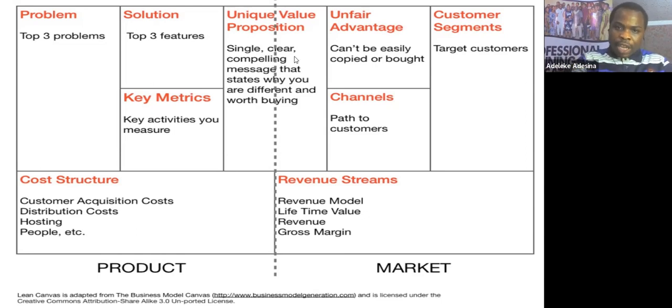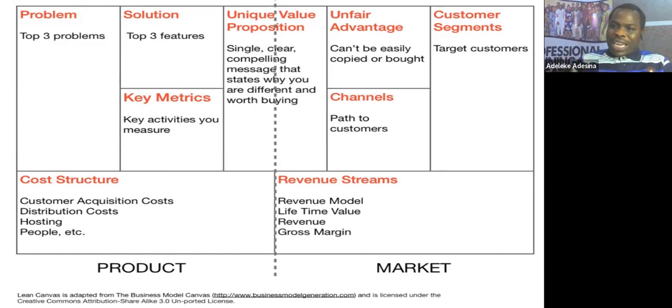Then key metrics. Your key metrics are the activities that you measure. It is related to key activities, but it is different, because your key metrics are the critical success factors. What are the things that you measure that will show that your business is doing well? For example, if you own a school, your key metrics could be the number of students. The more students that you have, the more your business grows.